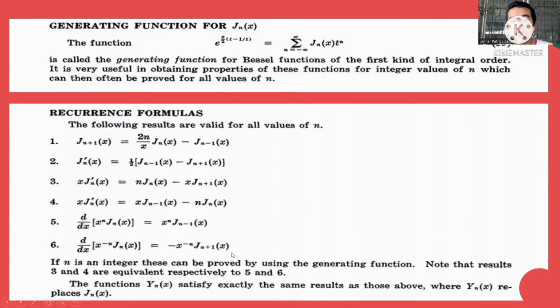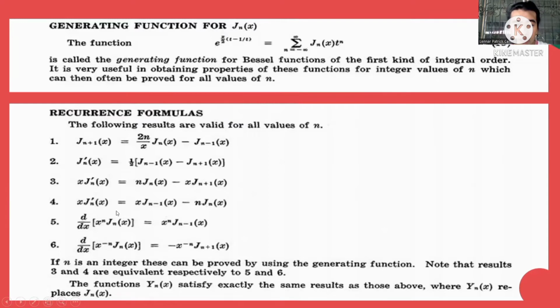So dito, makita natin yung mga recurrence formulas. So yung mga following results dito are valid siya na values ng n. So sa number 1, J sub n plus 1 of x is equal to 2n over x J sub n of x minus J sub n minus 1 of x. And yung isa naman, J prime sub n of x is equal to 1 half J sub n minus 1 of x minus J sub n plus 1 of x. And yung x J prime sub n of x is equal siya sa n J sub n of x minus x J sub n plus 1 of x.